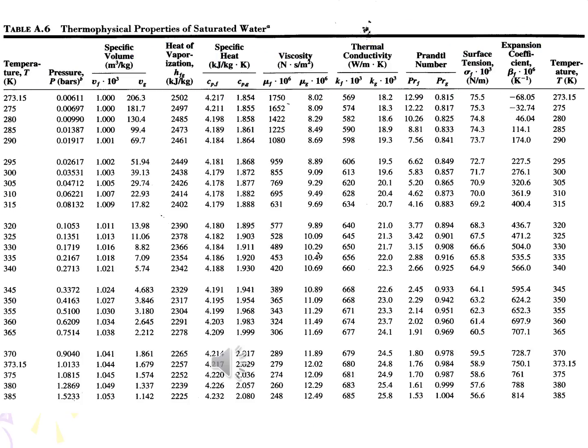Latent heat can be looked up on table A6. For boiling at 100 degrees centigrade, which is equal to 373.15 Kelvin, the latent heat is 2257 kilojoules per kilogram.